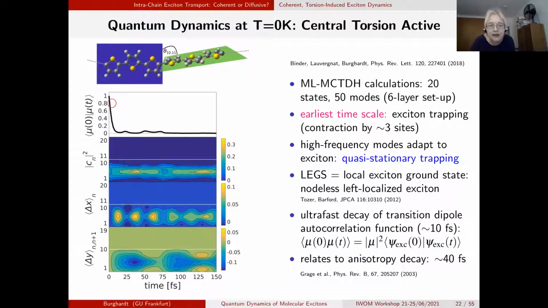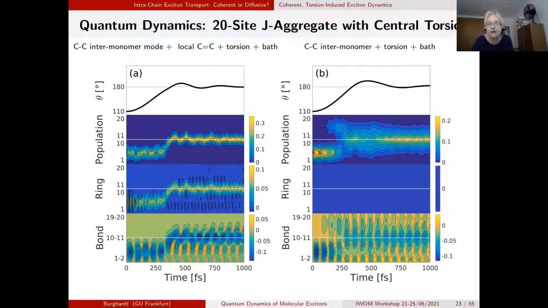The other thing that we see is that we have this transition dipole autocorrelation function, which decays extremely rapidly. And that is actually a contribution to the experimentally observed anisotropy decay, which is of the order of 40 femtoseconds. Now the torsion doesn't do much on the time scale of these 150 femtoseconds.